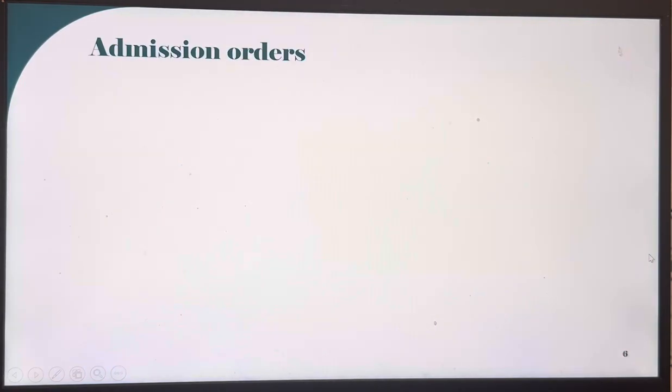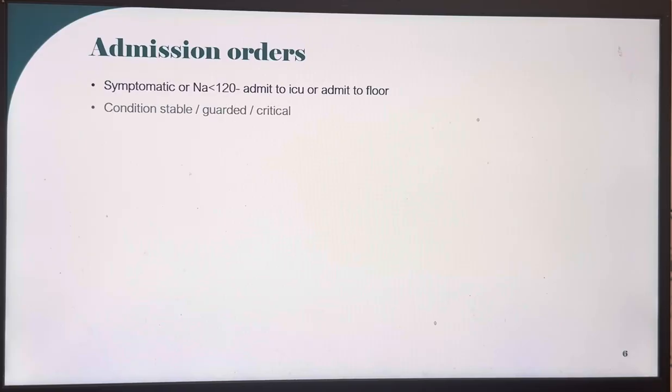And next, the admission orders. So when you get a patient with hyponatremia, what are the orders that you have to put in? First, you check whether the patient is symptomatic or asymptomatic. If the sodium is less than 120, then you admit to ICU, depending upon the patient's status, whether he's stable or not, if he's very symptomatic or asymptomatic, you decide whether to admit to ICU or to the floor.